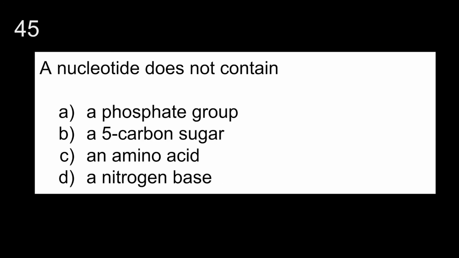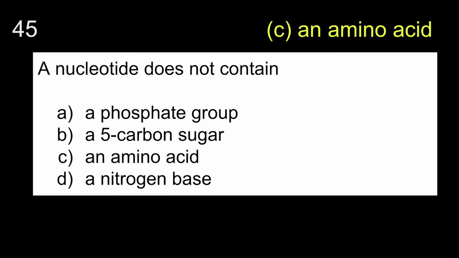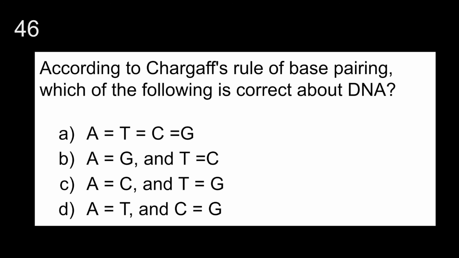Okay, question 45. A nucleotide does not contain A, a phosphate group, B, a 5-carbon sugar, C, an amino acid, D, a nitrogenous base. And the answer is amino acids. Amino acids are something that proteins are made up of, not nucleotides. Question 46. According to Chargaff's rule of base pairing, which of the following is correct about DNA? Well, I remember the letter C looks like the letter G, therefore C goes with G, and A must go with T. All right, so the answer is D. A goes with T, and C goes with G.